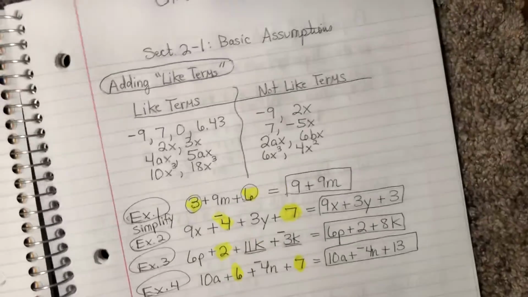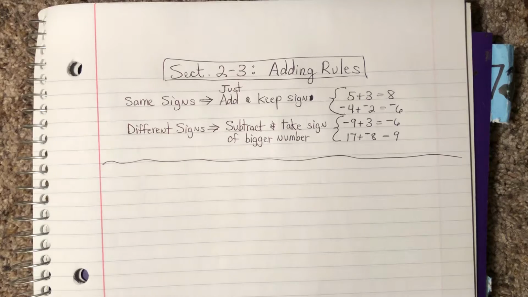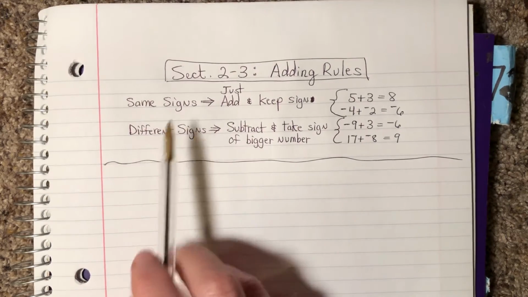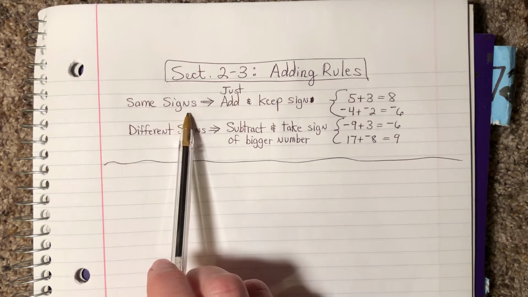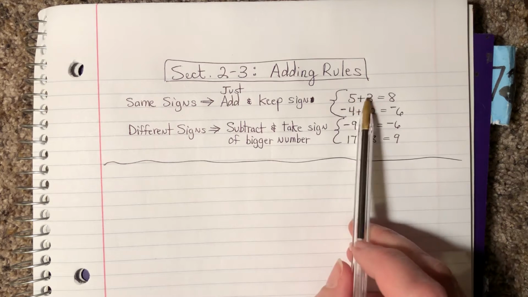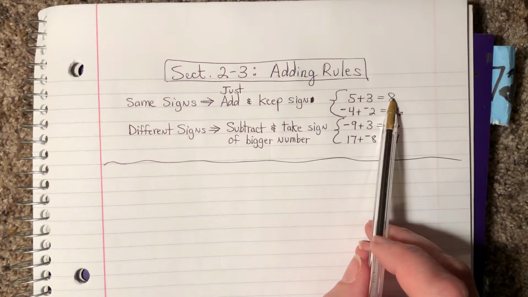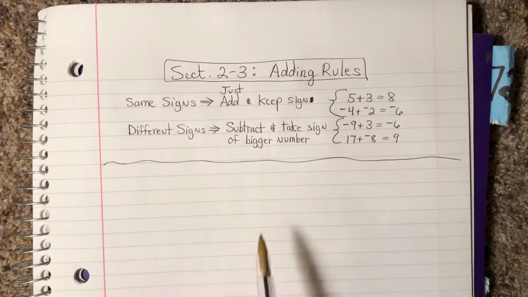So you just multiply numbers together and put the variables at the end. All right, so let's move on to adding rules. Now, just to review, when you add numbers with the same signs, you just add the numbers and keep whatever the sign is. So two positive numbers, you just add it and keep it positive. Two negative numbers, you just add them and keep it negative.